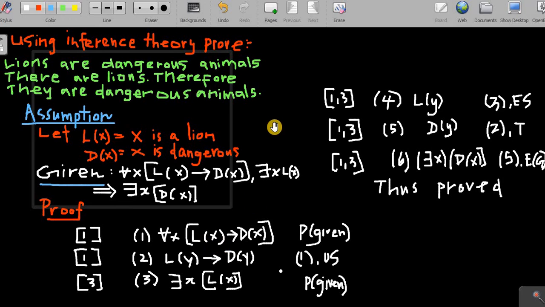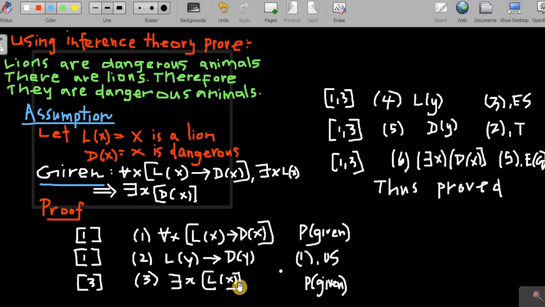Now, there exists L of x. Okay, so now I am going to use the second rule of inference theory, which says that if any tautological formulas can be introduced from the previous step, we can introduce them. The last step I have here is there exists L of x. This is an existential quantifier.